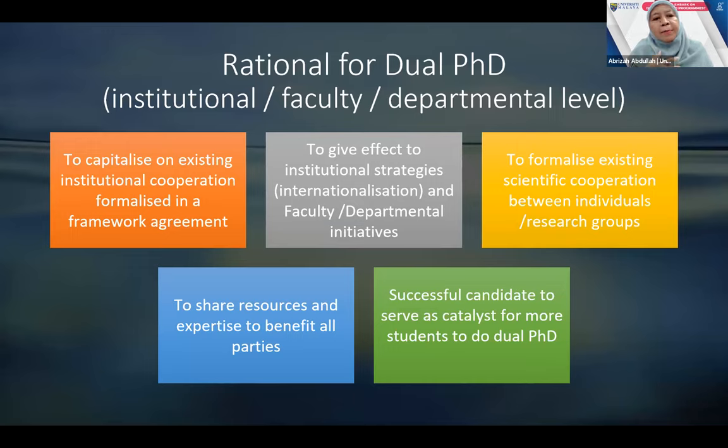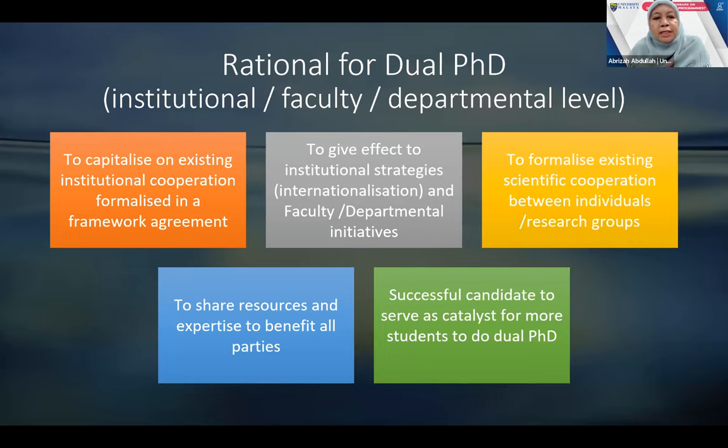All right, for UM, the rationale of our dual PhD is basically to capitalize on existing institutional cooperation formalized in a framework agreement. So we have various MOUs and we need to make sure that our MOUs are active. So salah satu pengisiannya adalah dual PhD. And also at the faculty or department level, this is to give effect to our institutional strategies, especially in the context of internationalization. And for individual lecturers, potential supervisors and research groups, it is to formalize existing scientific cooperation between UM, a research group or UM supervisors, and the partner universities.